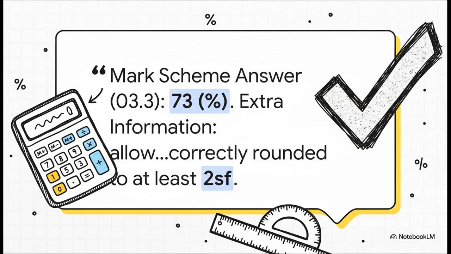And let's check in with the mark scheme. Yep, 73%. But again, don't ignore that extra information. It's telling you not to panic if your calculator spits out a massive decimal. As long as you round it correctly to at least two significant figures, you are getting the marks. So 73.0 or even 73.01 would be perfectly fine.